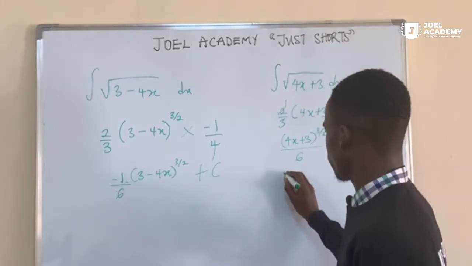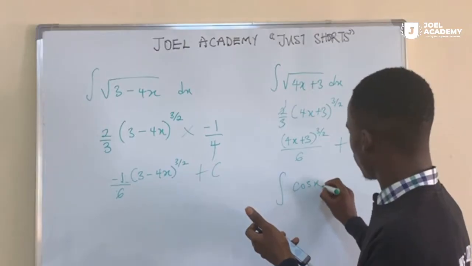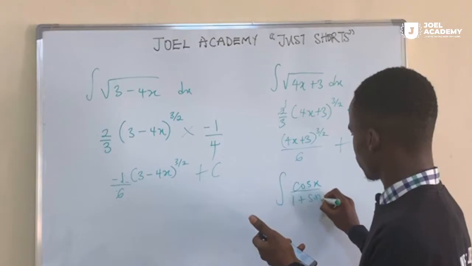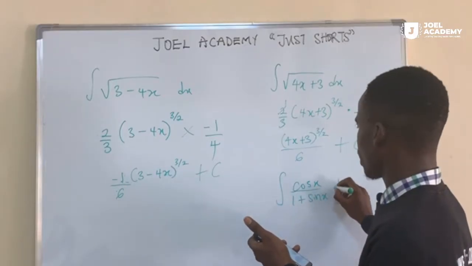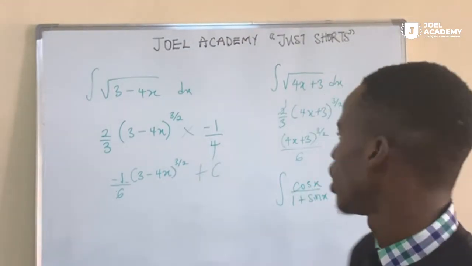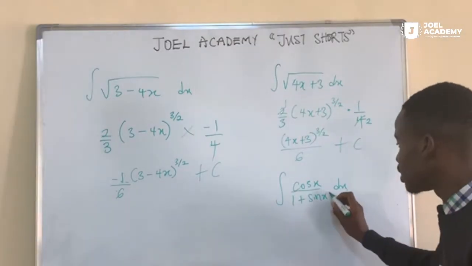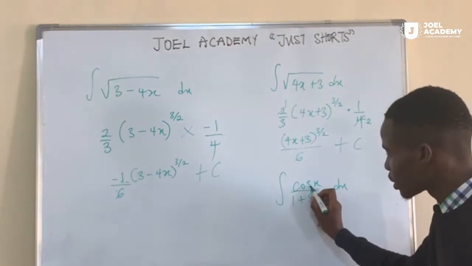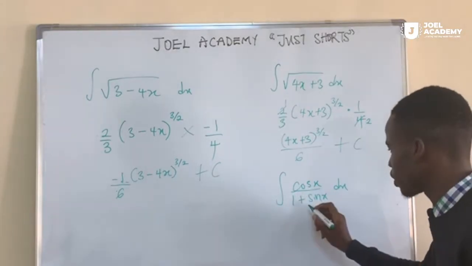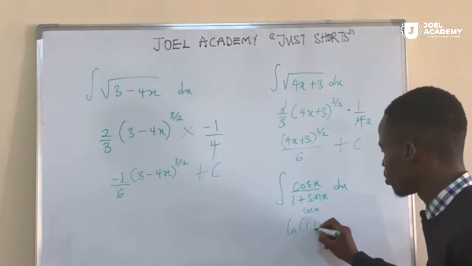Okay, so we have this question: the integral of cos x over 1 plus sine x dx. Now, there's no need to waste your time solving for what is not necessary. What you just do, I told you, if you're able to differentiate the denominator and you get something that looks like the numerator, let's differentiate. We have this one goes to 0, cos x. So our answer is what? Ln 1 plus sine x.